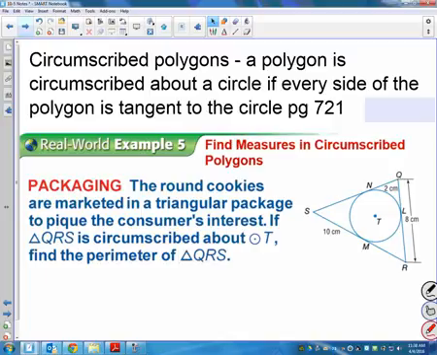Only in the blue box. Okay, so now it says the round cookies are marketed in a triangular package to keep the consumer's interest. I have no idea that's how that was spelled. I always thought that was okay.